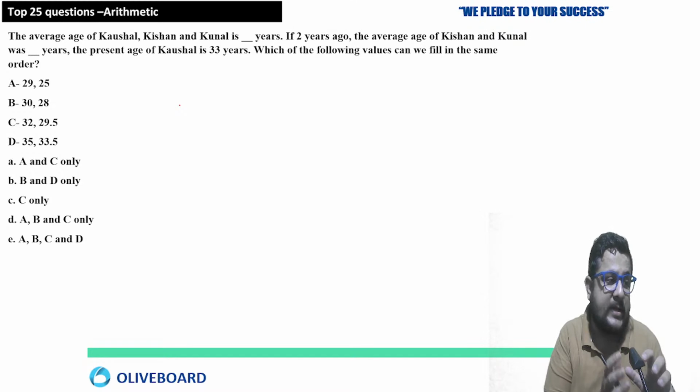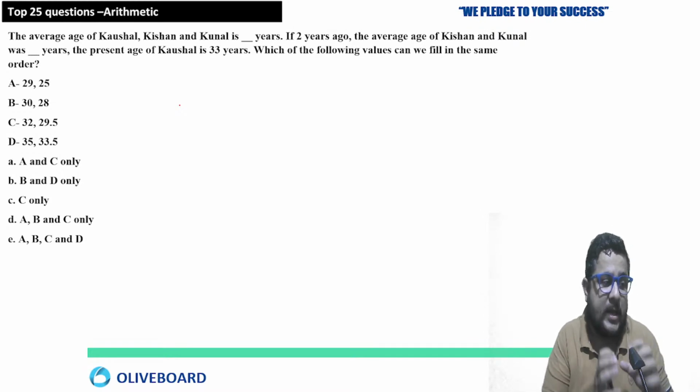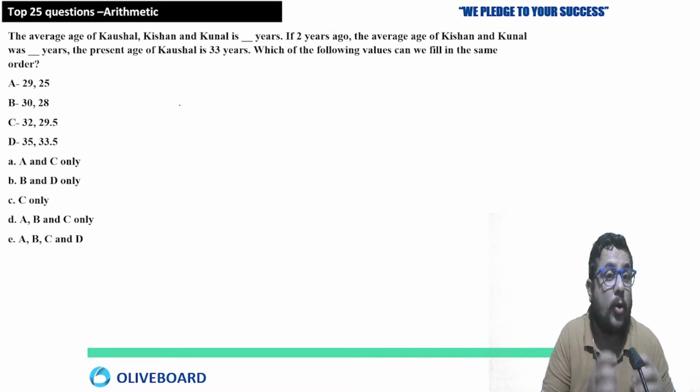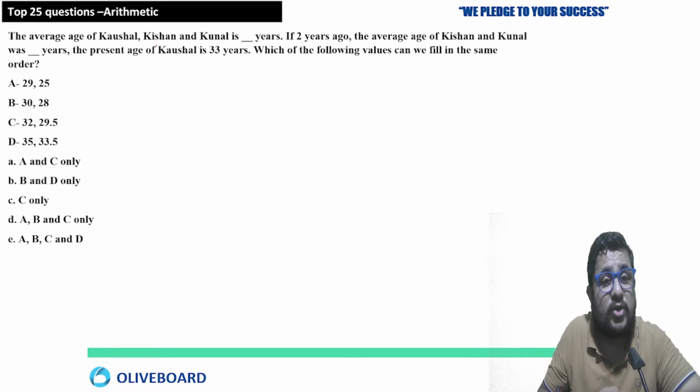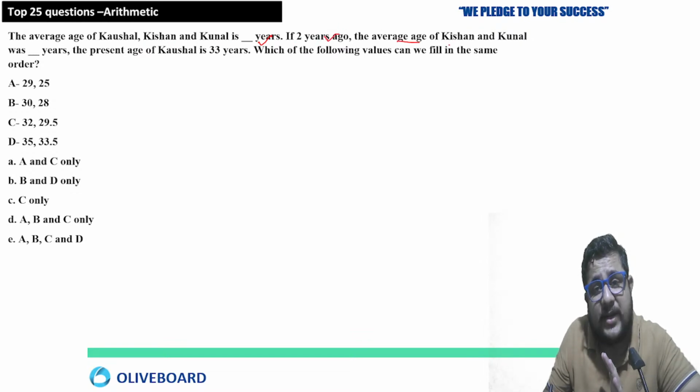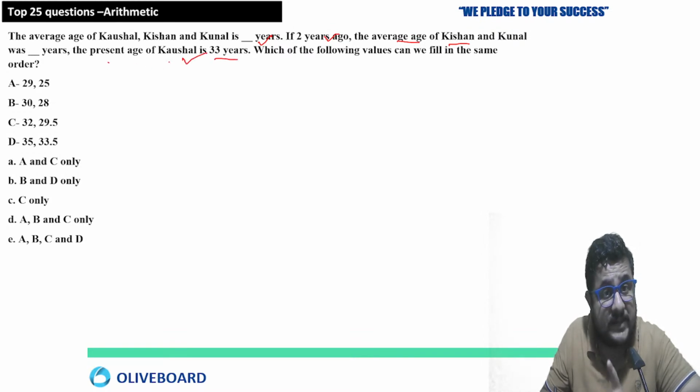If your basic concepts are good, if your basic grip and command on your basic chapters is good, then you can easily do it, right? So here, see, the average age of Kaushal, Kishan and Kunal is dash years. If 2 years ago the average age of Kishan and Kunal was dash years, the present age of Kaushal is 33 years. Which of the following values can fill the same order?